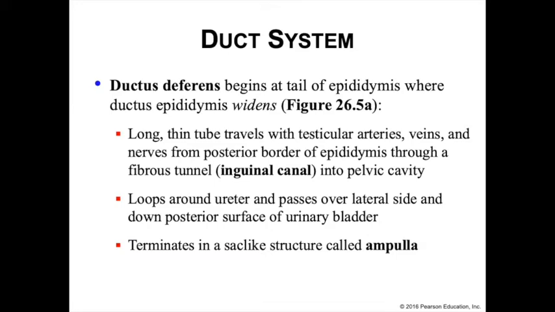The ductus deferens, this is also called the vas deferens. Vasectomy, when a male has a vasectomy, if they don't want to have any more kids, then this is a tube that gets cut. So this is a tube that's going to wrap up around the bladder and make its way around to the ejaculatory duct.